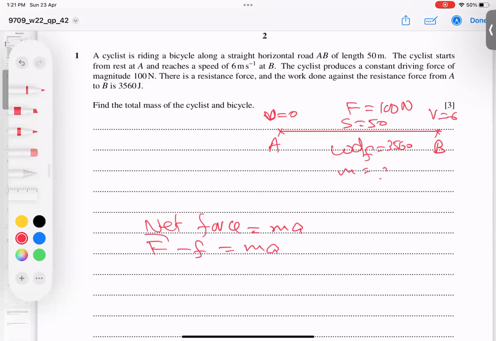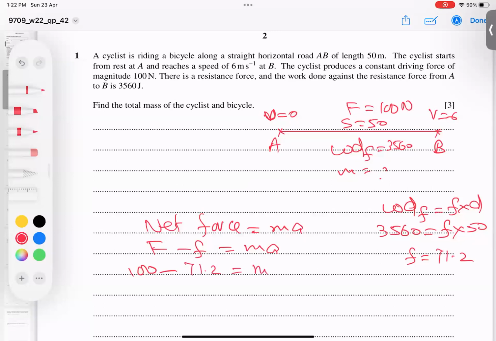The problem is here: the applied force we have, so I can plug in 100 newtons. Friction force I don't have, but we can find it from here. Work done by frictional force is friction force times distance. This is given as 3560. Friction force is unknown, distance is 50 meters. If I divide 3560 by 50, the answer is 71.2 newtons. But again I'm stuck, I don't know how to find acceleration.